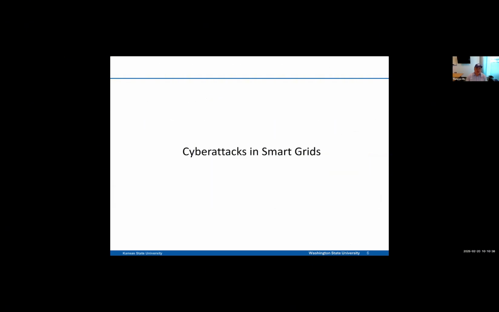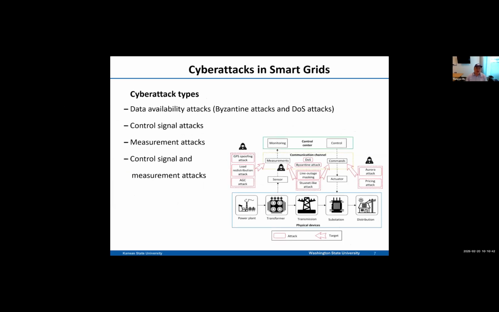So I want to talk about some cyber attacks in the smart grid. In our previous work, we categorized cyber attacks into 4 categories. The first category is data availability attacks, for example, Byzantine attacks and denial of service attacks. Since these attacks focus on the communication layer, they are IT cyber attacks, which do not directly involve or consider the OT models.